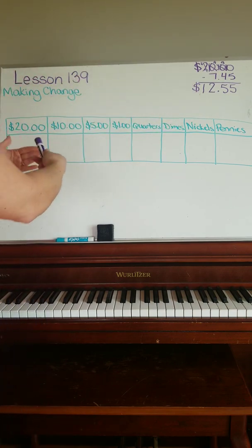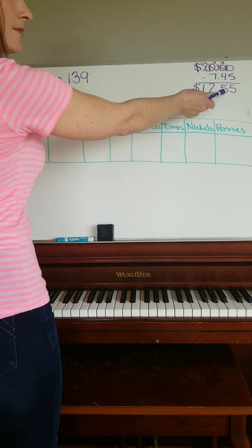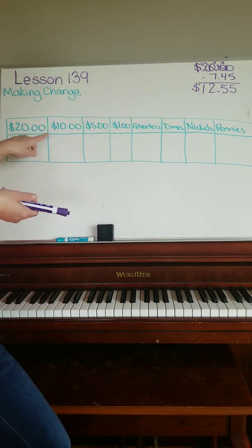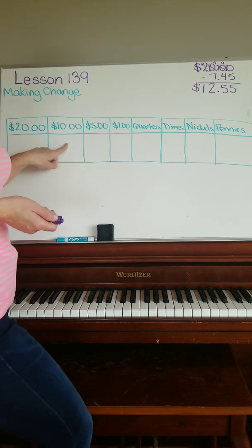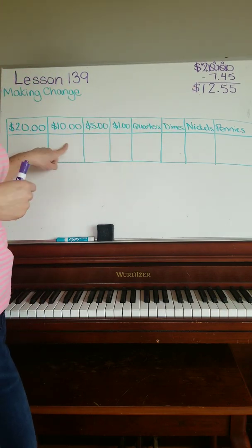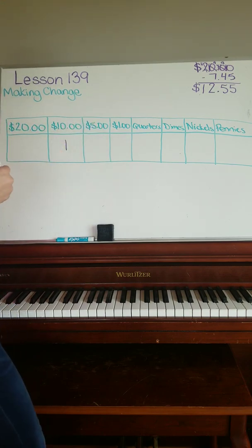So let's look at, we have this chart. Okay, could the clerk give her back a 20? No, she only gets $12.55 back. She just gave a 20 and bought something, so no, she's not getting a 20 back. Could the clerk give her a 10? Remember, we're trying to get $12.55 for her change. Yeah, we would use a 10. So we have $10 right now.